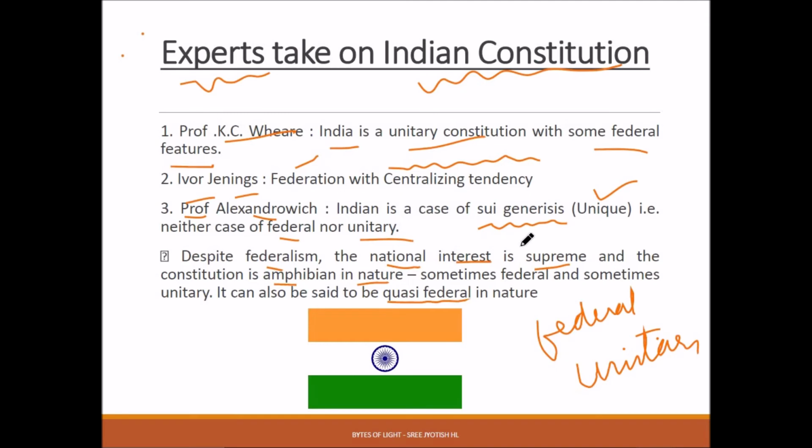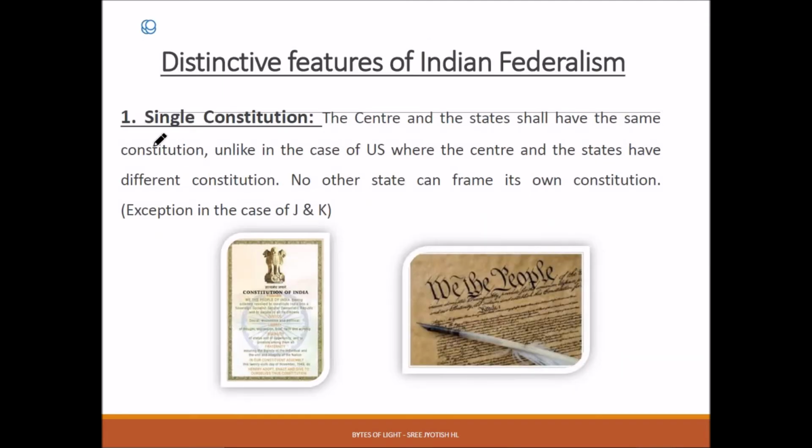Now let's go to the distinctive features of Indian federalism. We have a single constitution, that is, the center and the state have the same constitution. But in the case of the US, it is different. The center and the state have different constitutions.